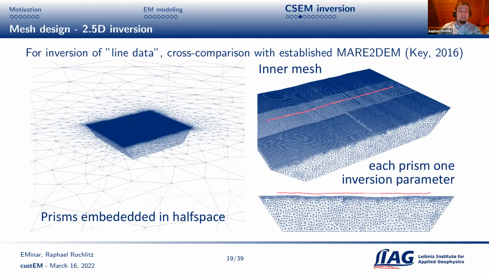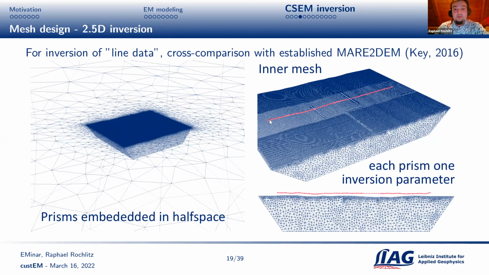We have implemented two different types of inversions so far. The first would be 2.5D inversion with a 3D forward modeling mesh, but a 2D inversion mesh. So we add some prisms in our half space. There can also be topography on the prisms.